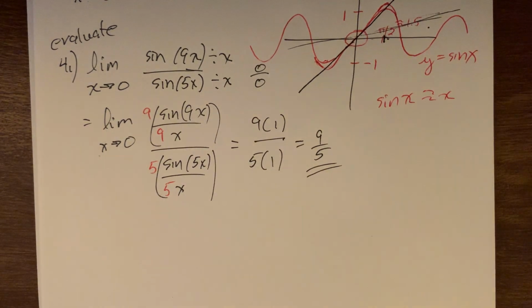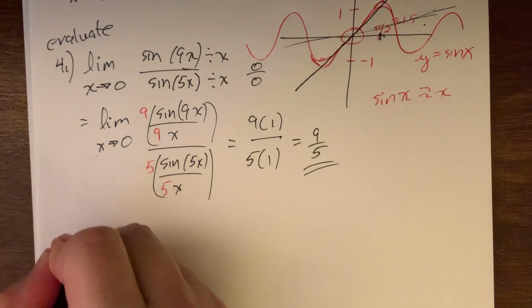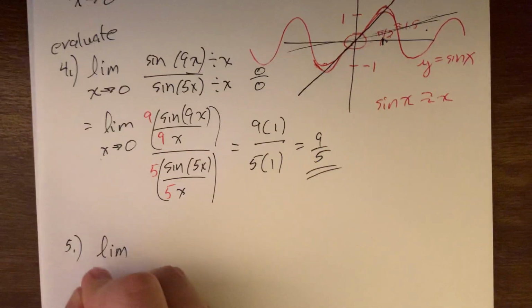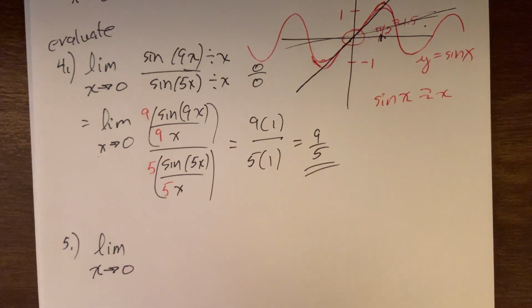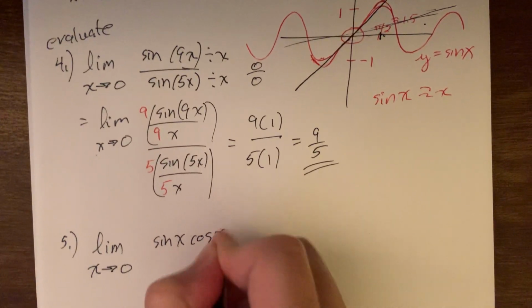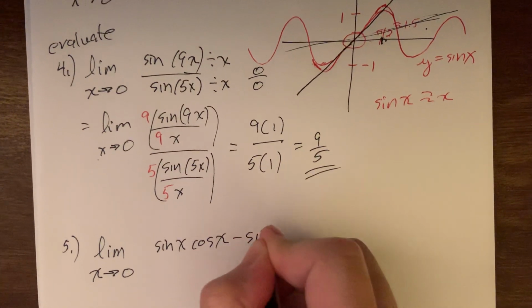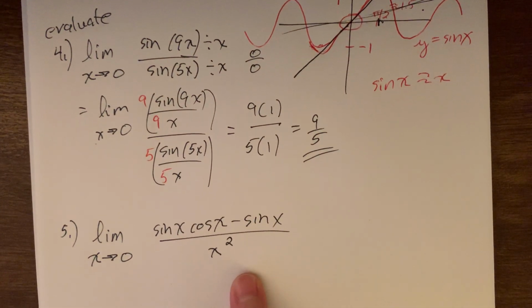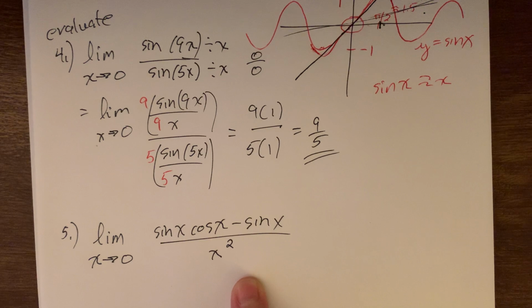Let's keep going. Couple more. Number 5. Let's take a look at the limit as x approaches 0. And let's look at sin x, cosine x, minus sin x, all over x squared.